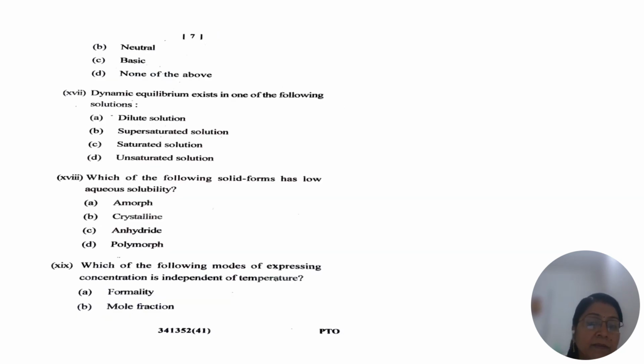Dynamic equilibrium exists in one of the following solutions: dilute, supersaturated, saturated, or unsaturated. As you know, when the solution is saturated, that means solid is in equilibrium with liquid, and this is a dynamic equilibrium. Why? Because the solubility can be changed by changing the temperature. So in the case of a saturated solution only, there is a dynamic equilibrium existing between solid and solute.